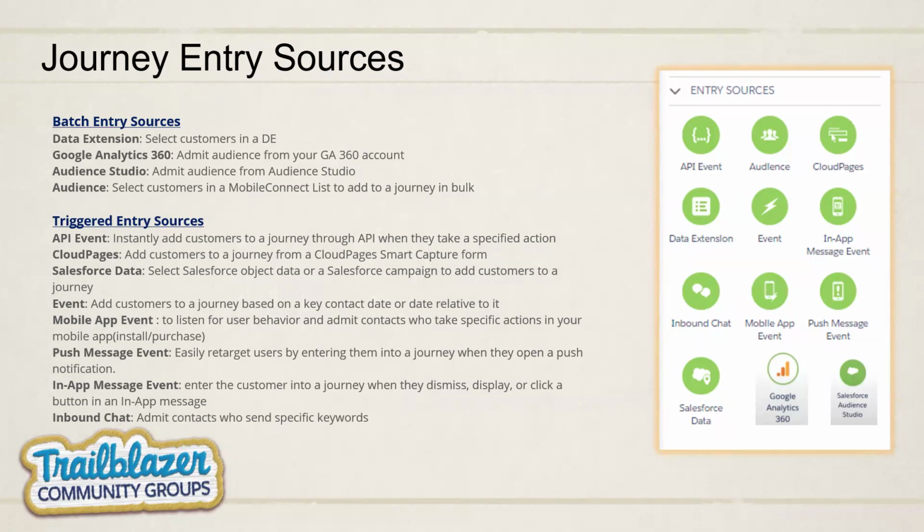We can inject all of the contacts together. Triggered entry sources are used whenever we have an event that happens, whenever we have a date that comes up, or the cloud page is smart, a contact fills in a cloud page, and then that will be injected into the journey. So these are all triggered based on an action that happens outside of the Marketing Cloud. The relevant data, the field values, will be injected into the Marketing Cloud, and they will be entered into the journey. So these are the different types of triggered entry sources available.